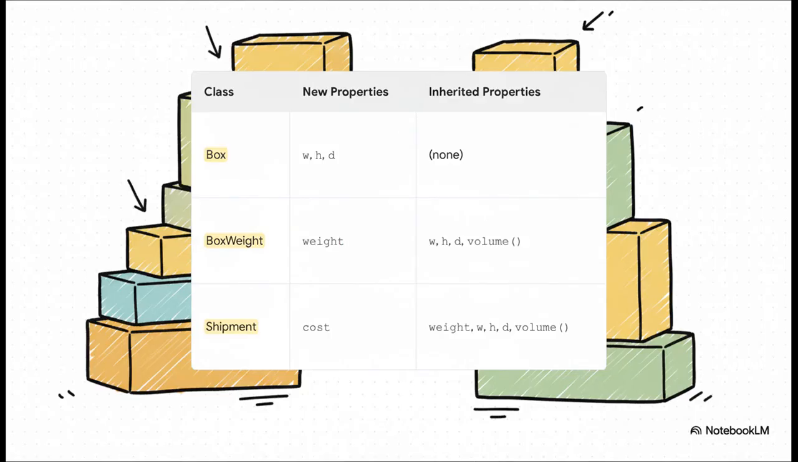This table lays it all out perfectly. You can literally see how the features cascade down. Box starts us off with dimensions. Then BoxWeight comes along, adds its own weight property, but gets all the Box properties for free. And finally, Shipment adds cost and inherits the entire package from both Box and BoxWeight.